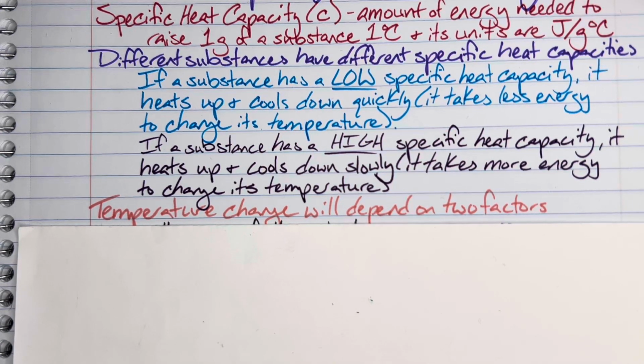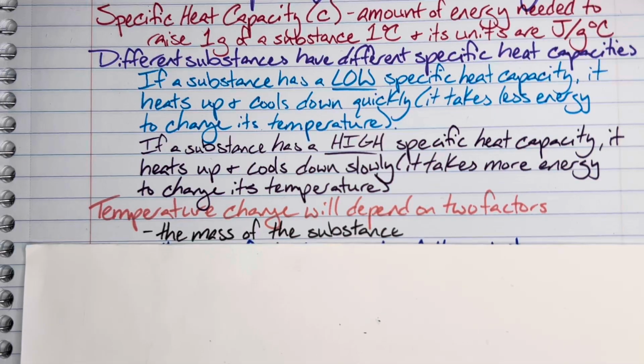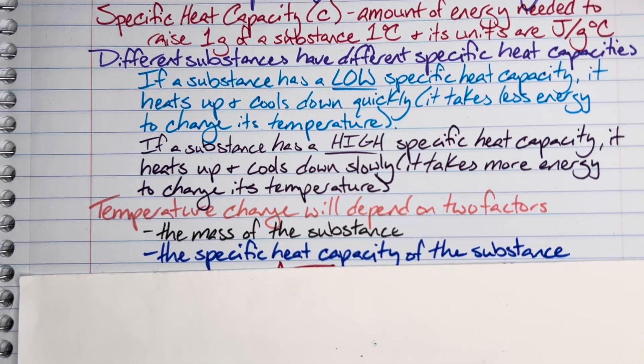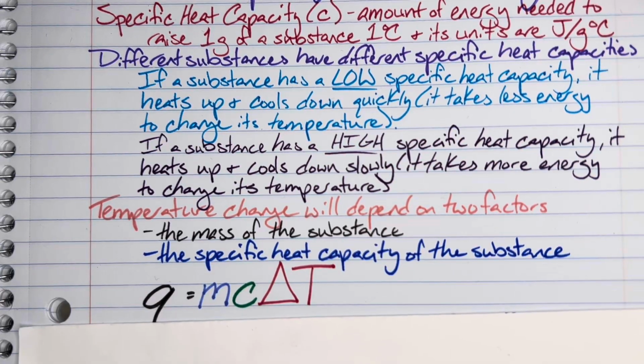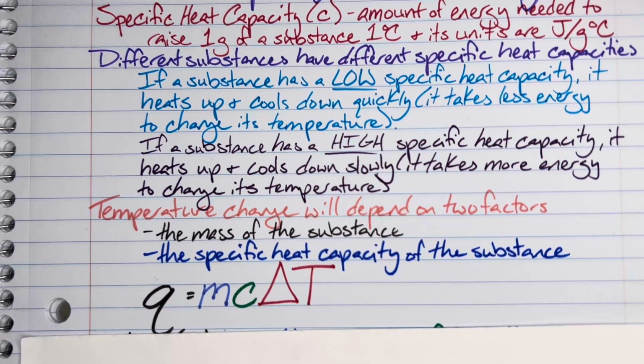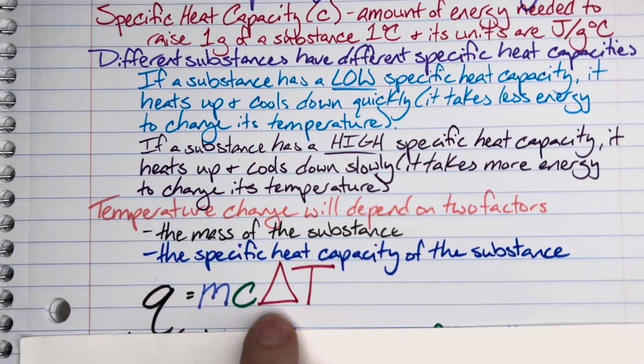Temperature change depends on 2 factors: the overall mass of the substance as well as the specific heat capacity of that substance. And we utilize this equation here. Q is equal to mcΔT. It's also verbalized as Q is equal to mc delta T. The delta kind of looks like a triangle.